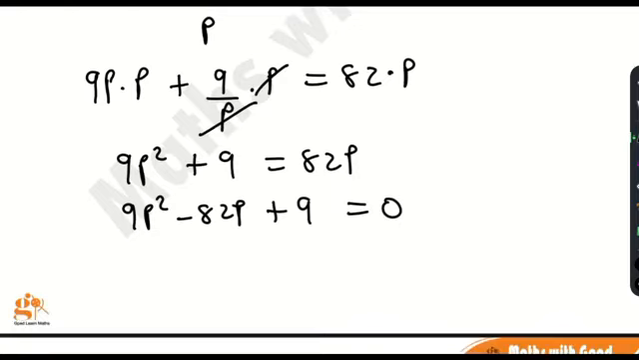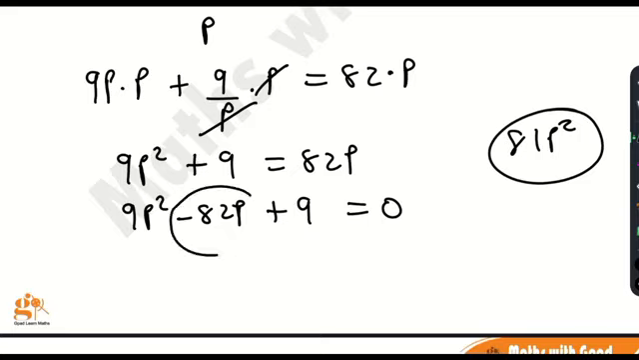We'll think of 2 factors such that when we multiply, let's multiply 9 and 9p squared. You're going to get what? 81p squared. So think of 2 factors. When you multiply these 2 factors, you will get 81p squared. And when you add these 2 factors, you are going to get what? This middle term, which is negative 82p. What should they be? Minus 81p and minus p.